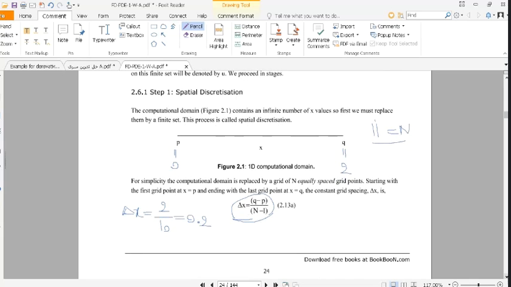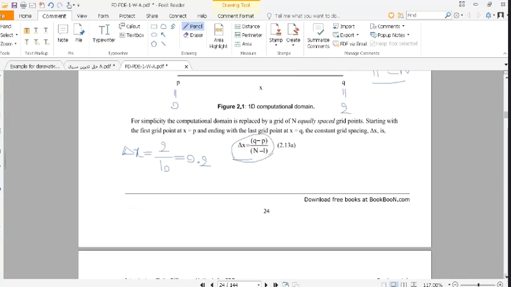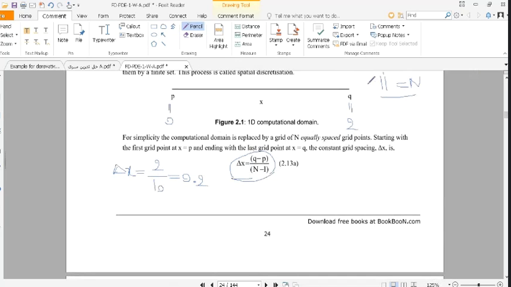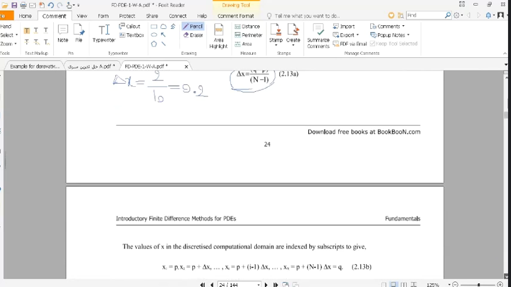Now, by using this delta x, you can construct the grid. You can construct the mesh. Mesh means the set of finite points. When we replace the computational domain by using finite points, it is called the mesh or the grid. We start from the start point. A start point in general is called P.